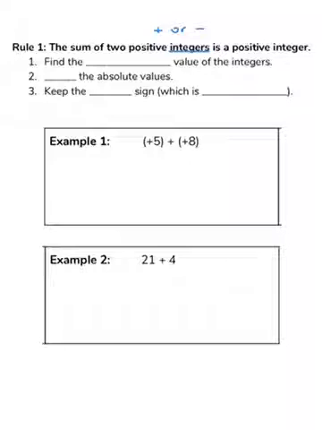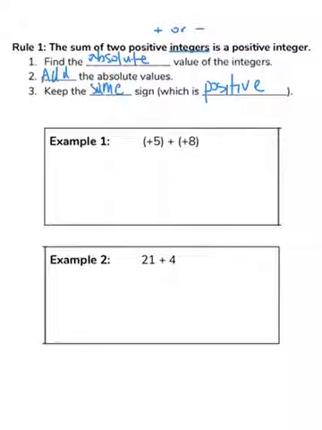So in order to successfully add 2 integers together that are positive, we simply need to add. But here are the steps for doing so. The first thing we're going to do is find the absolute value of the integers. And then we are going to add the absolute values together. We are going to keep the same sign, which in this case would be positive.